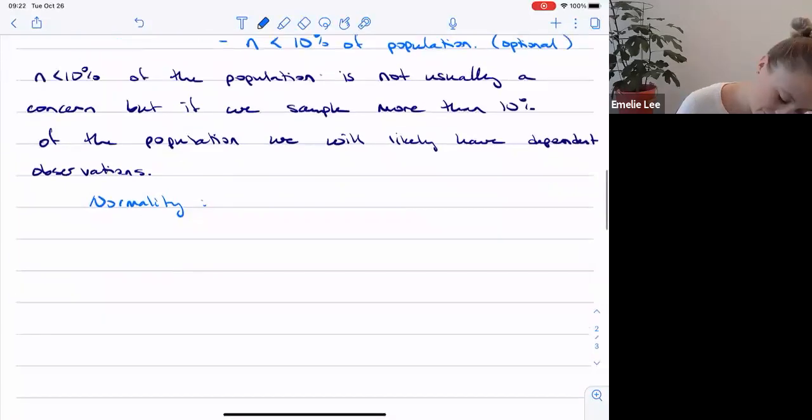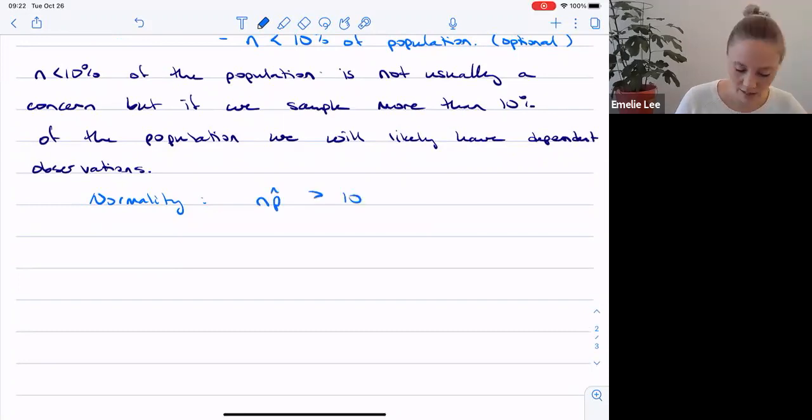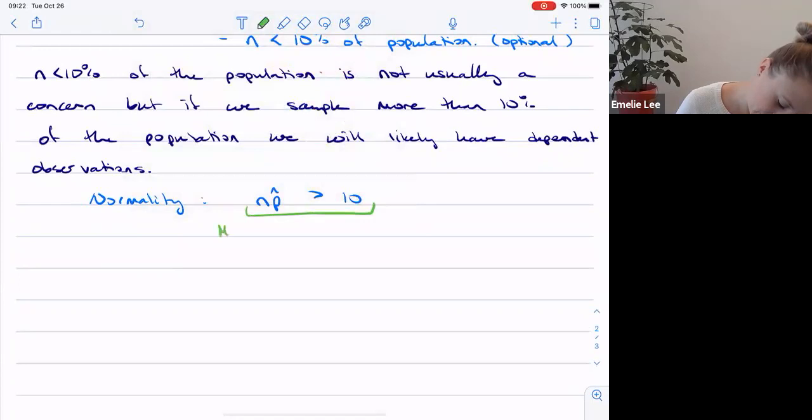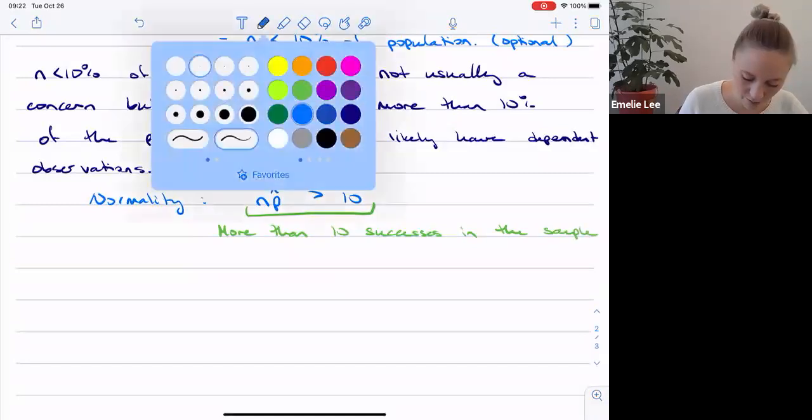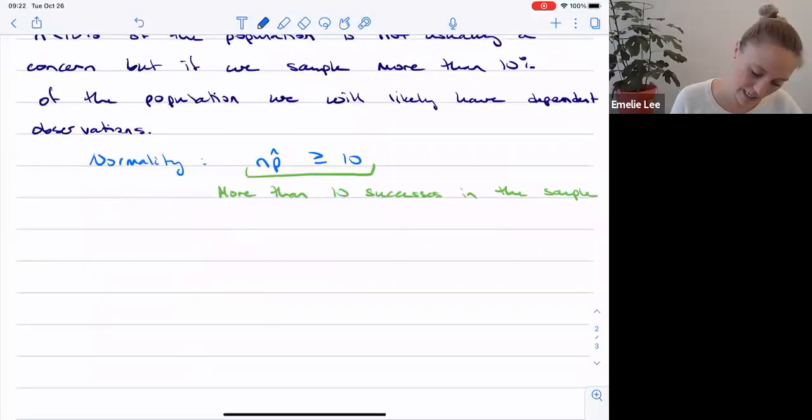have to have n times p hat has to be more than 10, right? Or this is the same as saying more than 10 successes in the sample. I think it's probably greater than or equal to 10. Doesn't really matter. If you're on 10, you're fine, I guess.